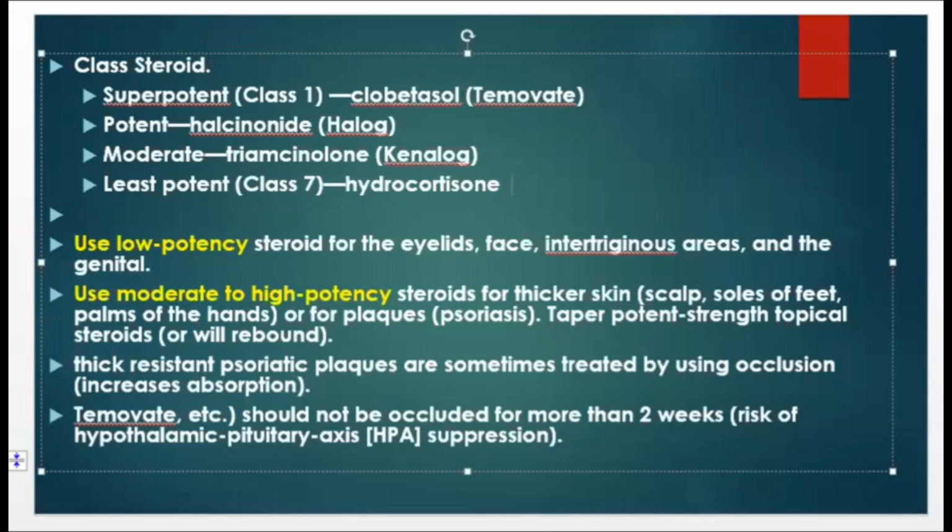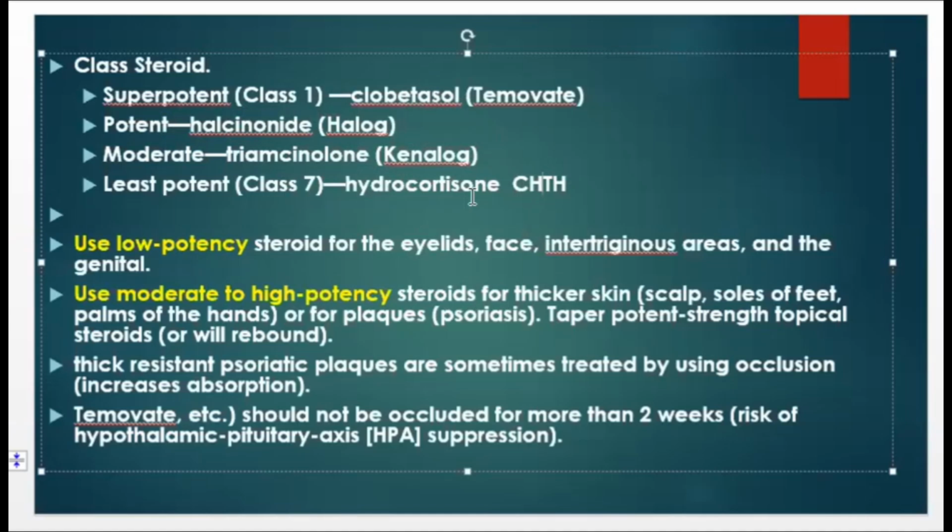I know I was trying to remember it during my own time, you know, however easy, I kind of put something like this, CHTH, okay? Whatever you can use to remember it, that is fine. And my C is the super potent, which is the clobetasol. Then potent, which is always your Halog. So many of us are used to Halog. Then moderate, which is always your triamcinolone or Kenalog. Okay, and the last one is hydrocortisone.